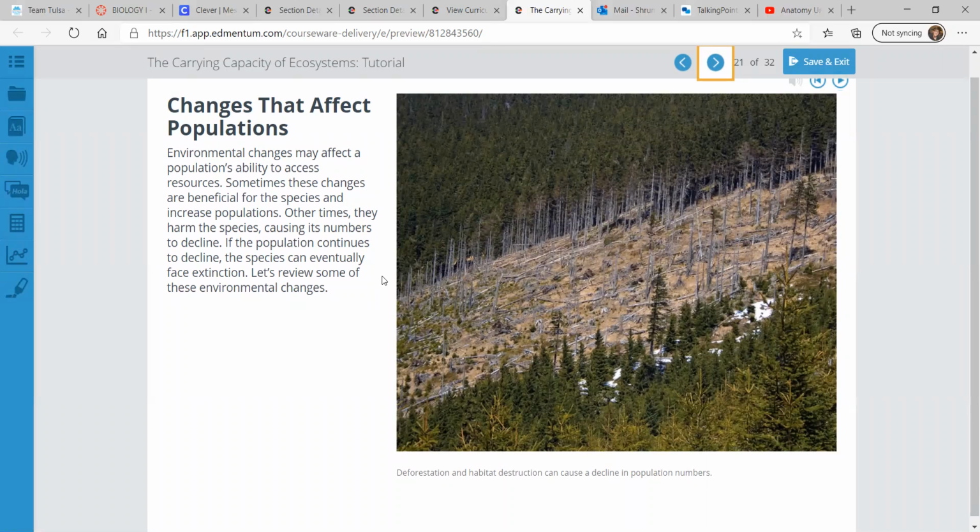Environmental changes may affect a population's ability to access resources. Sometimes these changes are beneficial for the species and actually increase populations. But at other times, they harm the species, causing its numbers to decline. And if that population continues to decline, the species can actually face extinction. In this picture, you see deforestation and habitat destruction, and that can cause a decline in population numbers, certainly.